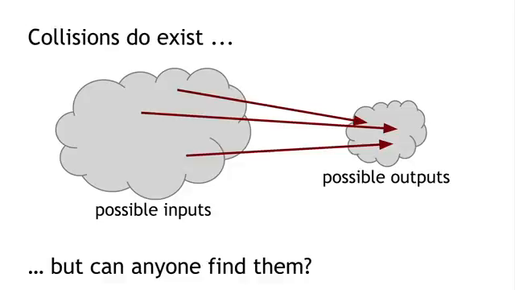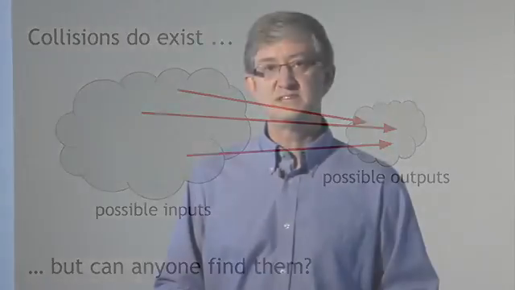In general, there will be a very large number of possible inputs that map to any particular output. So collisions do exist. I said before, nobody can find a collision, and that's the key question. We know collisions exist. The question is, are there any collisions that are findable by regular people using regular computers? Now, to make things even worse, I said that it has to be impossible to find a collision.